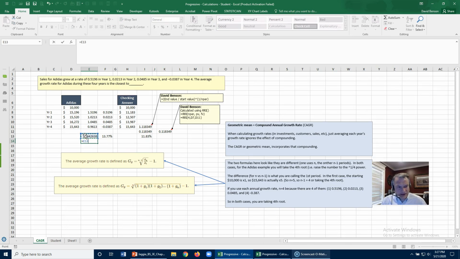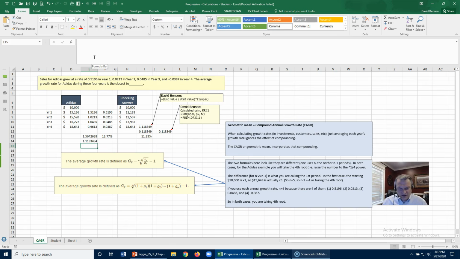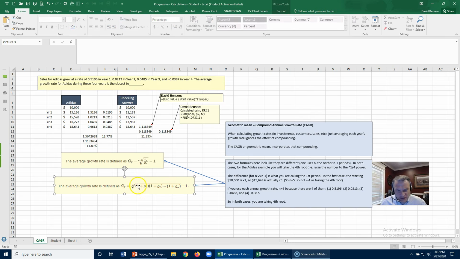And the way you do a root in Excel is you put this caret sign above the 6. So E13, and I'm going to put it in parentheses so that it knows that's how you do a fourth root. Okay. And then I'm going to subtract 1 from it. So it grew at, that's 11.83%, which is what I calculated over here. Okay, so that's using this formula right here. So I just multiplied them, took the nth root, and subtracted 1.